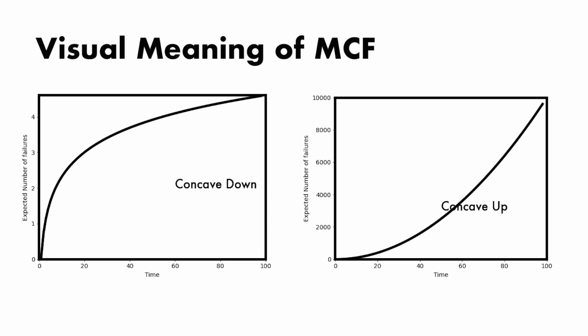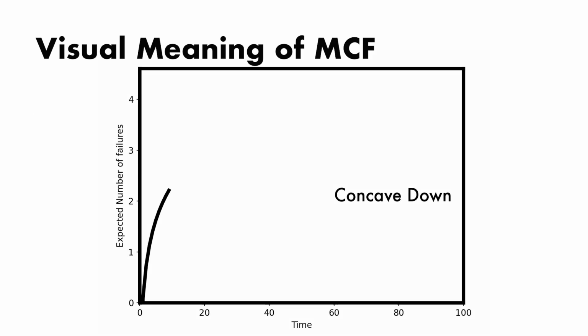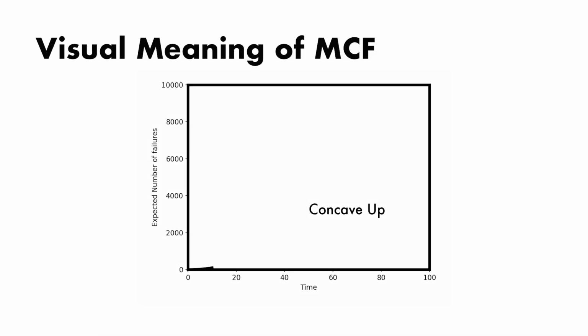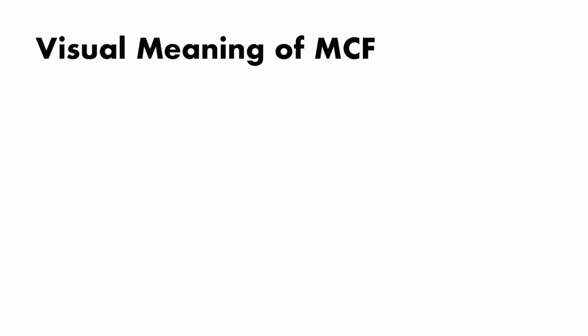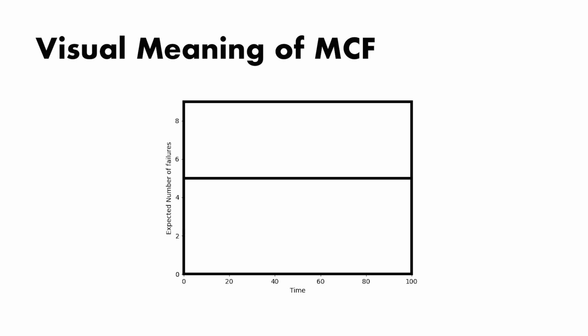The mean cumulative function can tell us a lot about the behavior of the general system that we are observing, such as, for example, if it's concave down, we know that the system is improving because the time between failures are becoming longer and longer. In contrast, if we have a mean cumulative function that is concave up, it's getting steeper, then the system is worsening and it's deteriorating. If we have a straight line, it indicates that the number of failures is staying more or less the same over time.